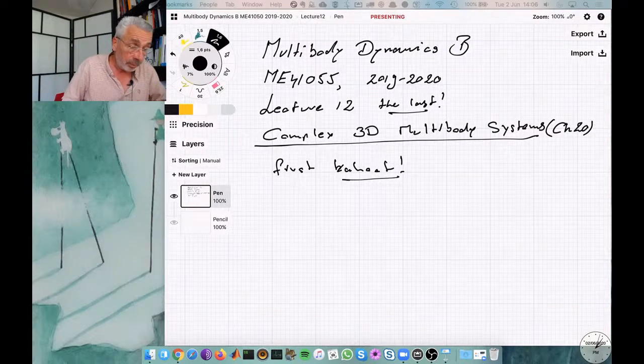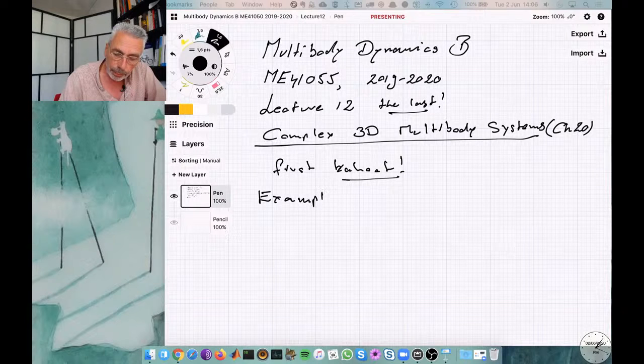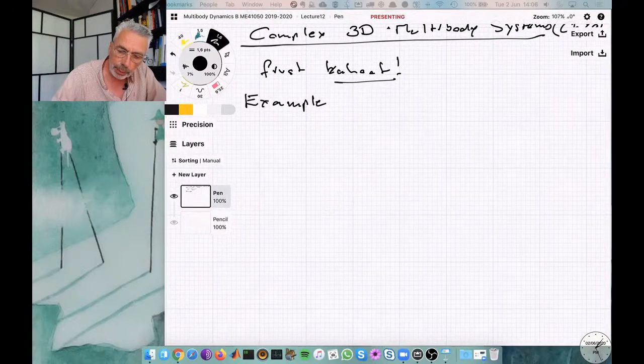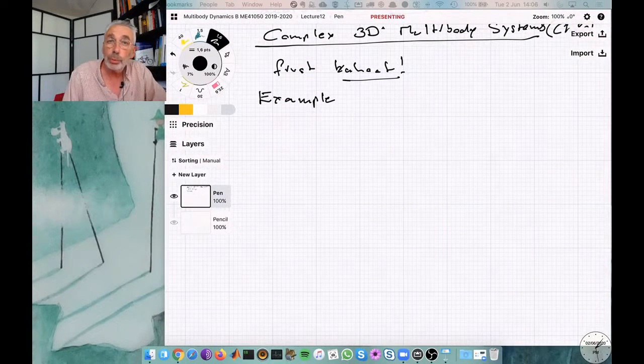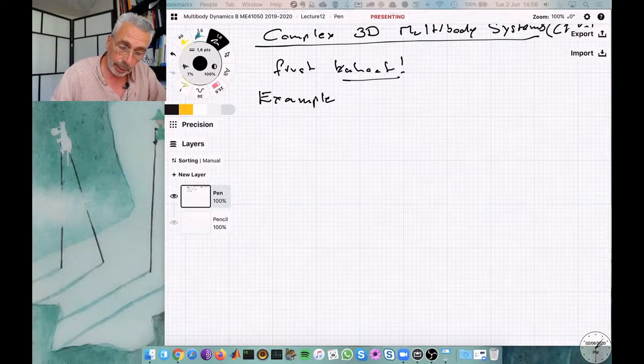Okay. As I said, I'm going to talk about these complex 3D multibody dynamic systems, chapter 20 in the book. And after having done the code, I think I'll do it by example. So the example I want to do is a more or less complex 3D system. It's something where you cannot determine what the motion will be out of your head. So it looks something like this.